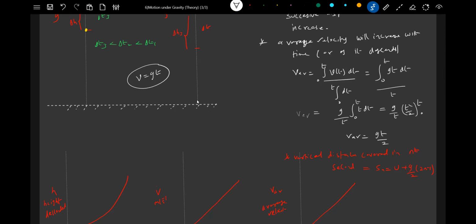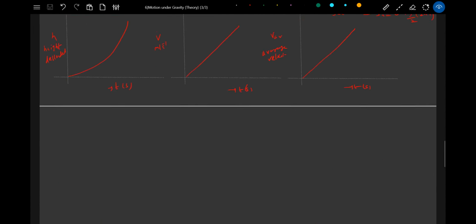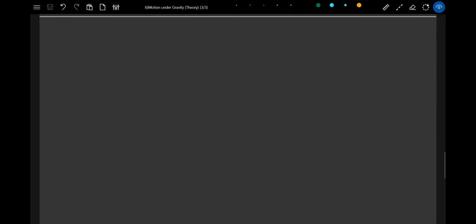If it is released from rest, put u = 0. If it is projected with a certain velocity, take help of this u. Instead of a, g will come into the picture. It is about the freely falling. Okay, next we'll go for vertically projected.